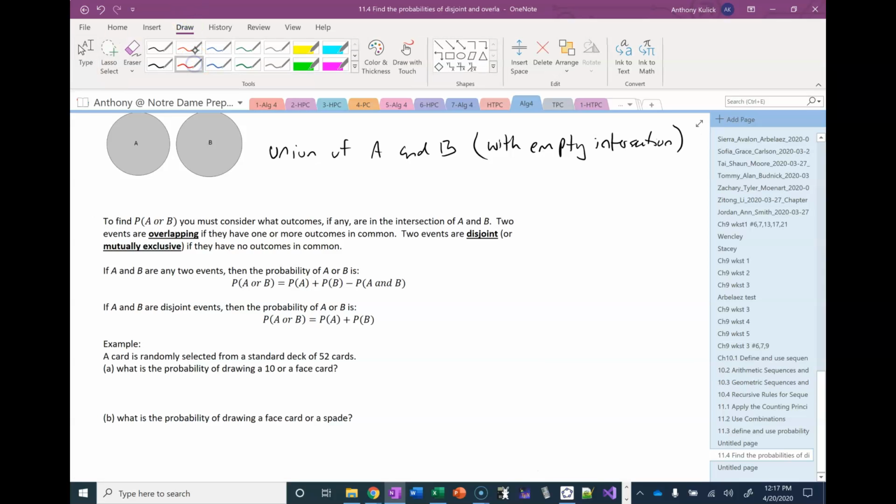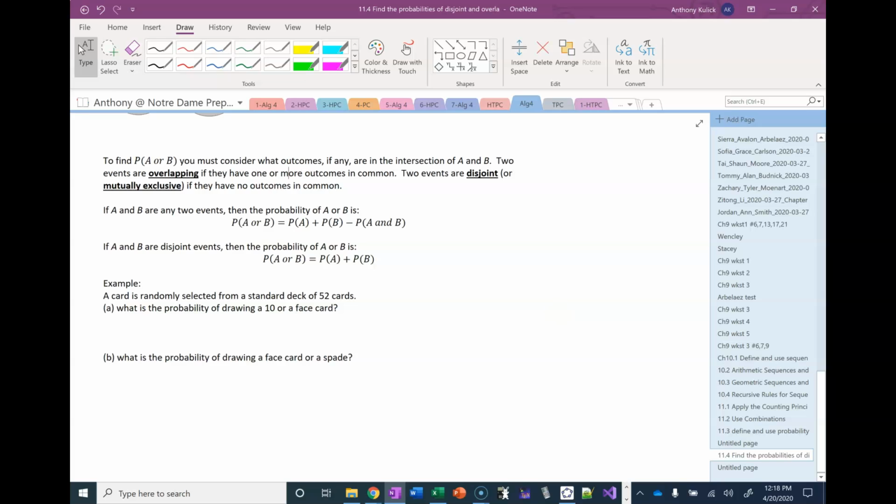So in our first example, we have a card that's randomly selected from a standard deck of 52 cards. Remember, on our deck of cards, we have 4 different suits: hearts, diamonds, spades, and clubs. There's 13 kinds of cards per suit. So you have 2, 3, 4, 5, 6, 7, 8, 9, 10, Jack, Queen, King, and Ace. And you have that for each of the 4 suits.